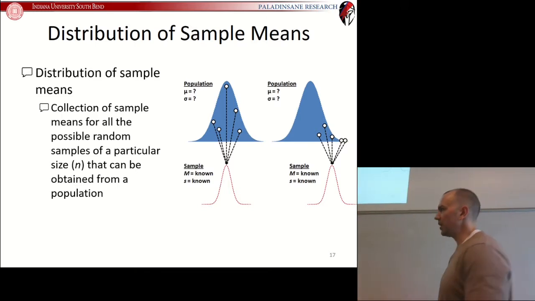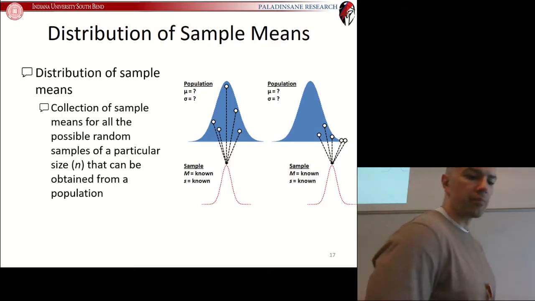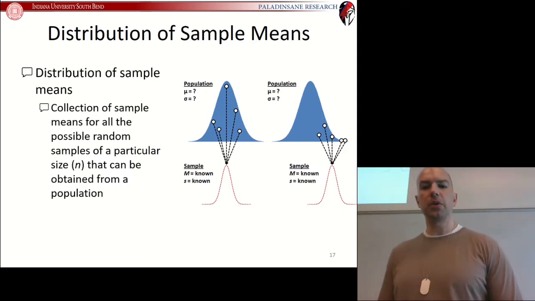And the big reason you have to distinguish between these two is because these two are not equal. So you can't use one in place of the other. Most importantly, you cannot use your population distribution to compare your sample to. All right, so distribution of sample means.